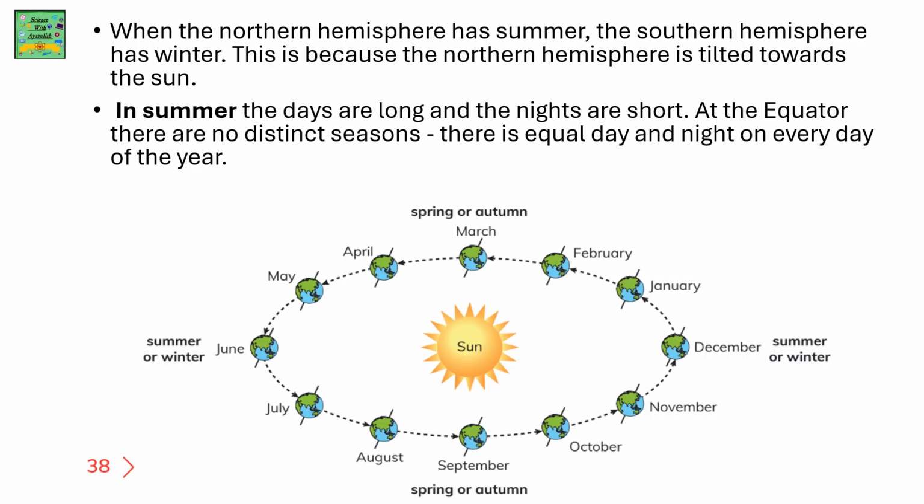When the Northern Hemisphere has summer, the Southern Hemisphere has winter. This is because the Northern Hemisphere is tilted towards the Sun. In summers, the days are long and the nights are short. At the equator, there are no distinct seasons. There is equal day and equal night on every day of the year.